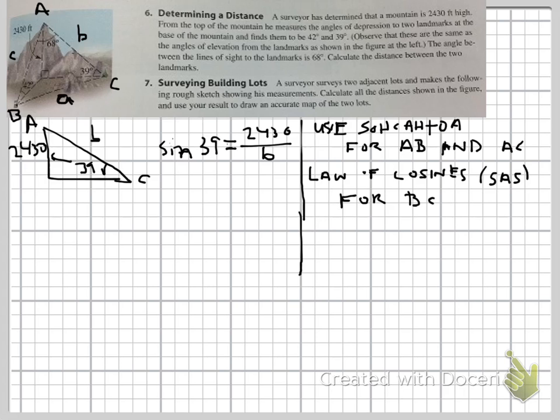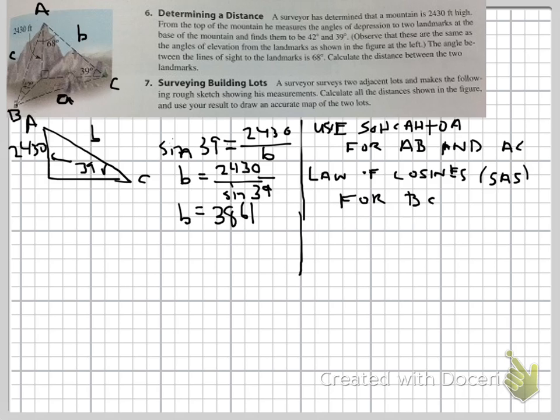So if we multiply both sides by b and then divide by sine of 39, we end up with b equals 2430 divided by sine of 39 degrees, not radians. We find that little b is equal to 3861, and we'll call that feet. That makes sense, right? It's got to be the longest side.